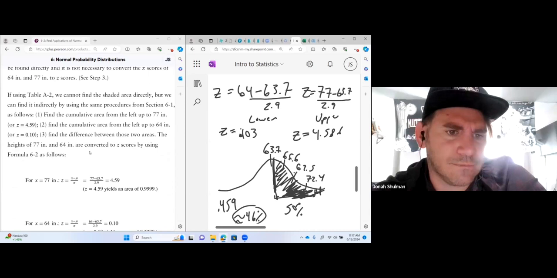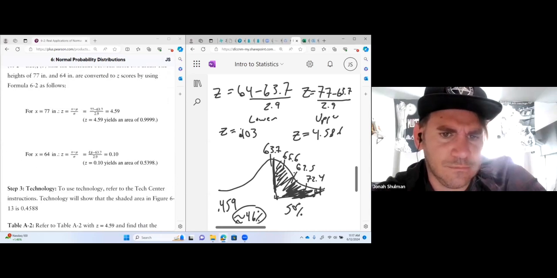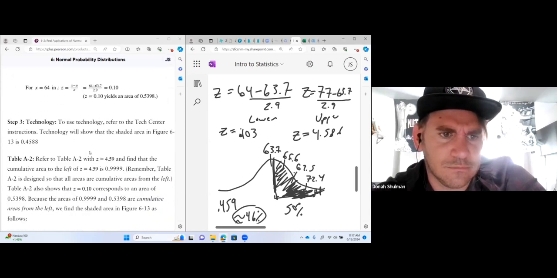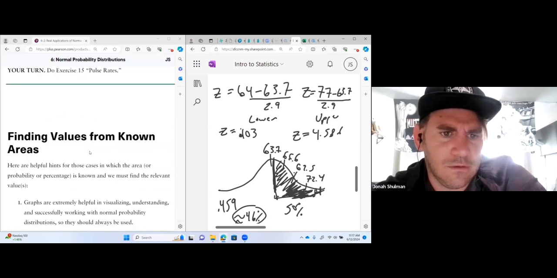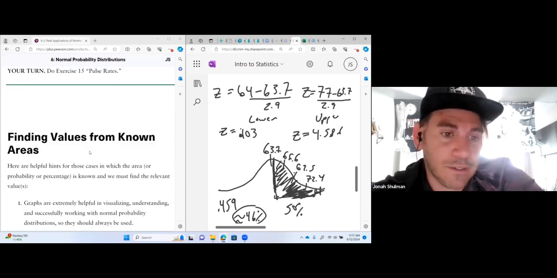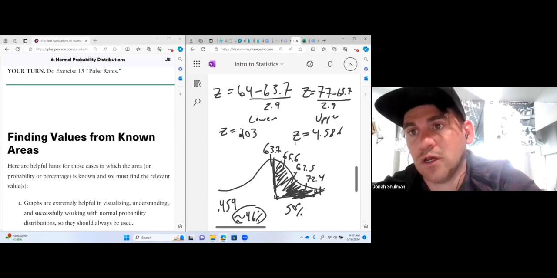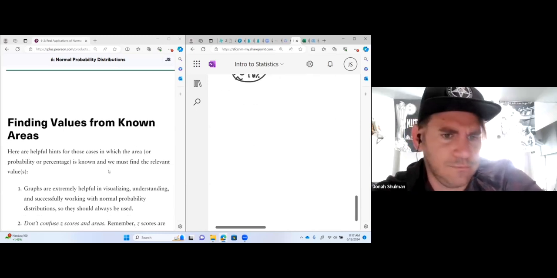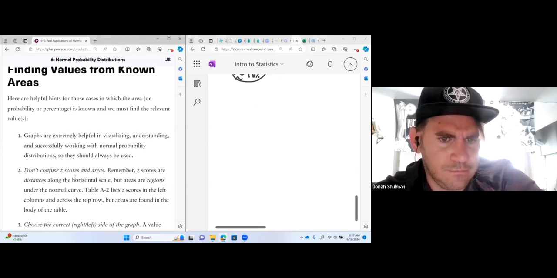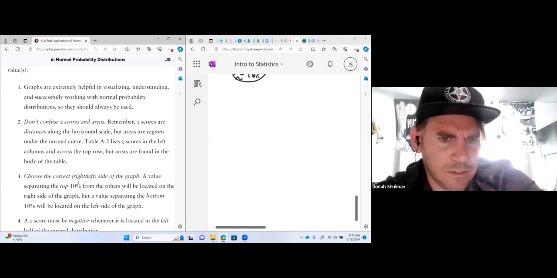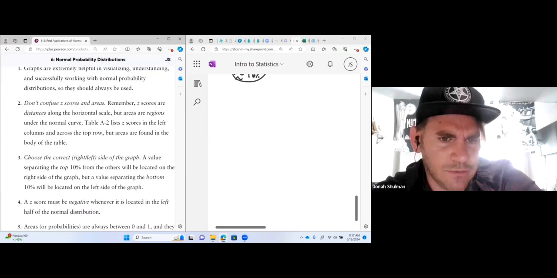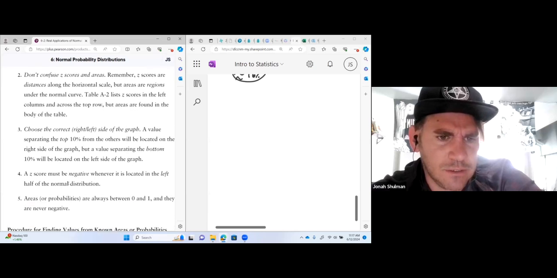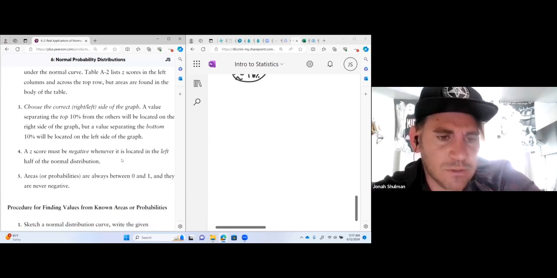Let's see what else we got. Finding values from known areas. As usual, when does it get tough? When you have to go backwards. Don't confuse z-scores with areas. Choose the correct right and left side of the graph. The value separating the top 10% from others will be located on the right side of the graph. For the bottom 10%, a z-score must be negative when it's located in the left half. Areas are always between 0 and 1.